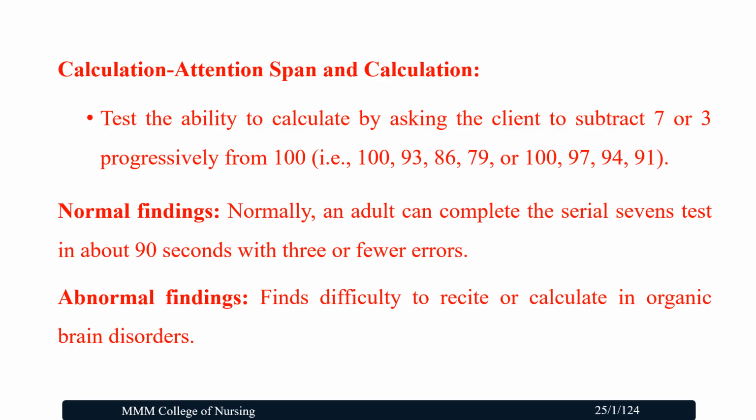And what are the normal findings that can be expected? Normally, an adult can complete the serial sevens test in about 90 seconds with three or fewer errors. And abnormal findings are difficulty in reciting the calculations, seen in brain disorders.